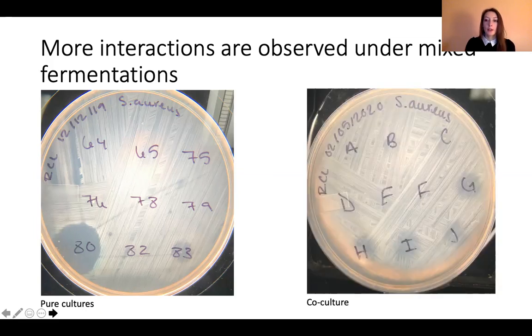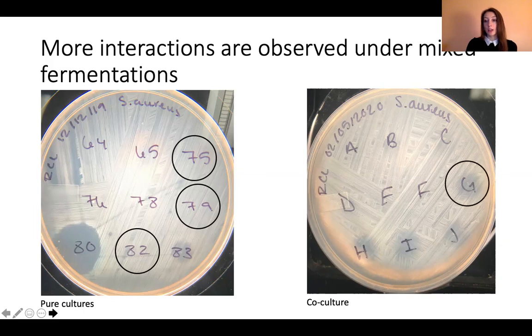Under co-culture, however, what we're doing is taking a mixture of 3 microbes. The ones we chose were just the non-producers from the pure cultures, and we plated those together. In the instance of G, 75, 79, and 82 were all mixed together. And then we got G, and they're now producing some sort of secondary metabolite. H, I, and J were the same thing. They were also other mixtures of microbes that weren't producing before, and now they're producing something.